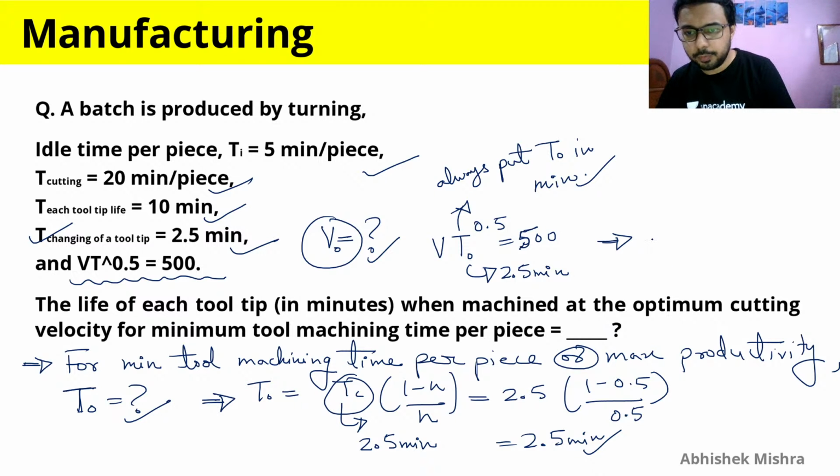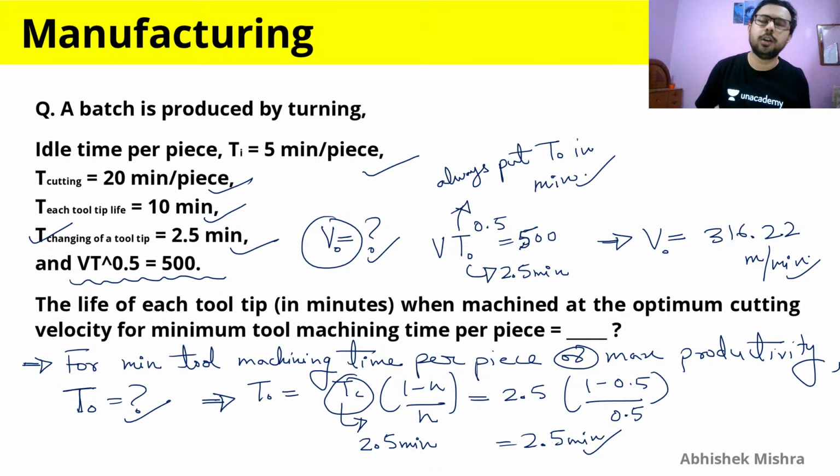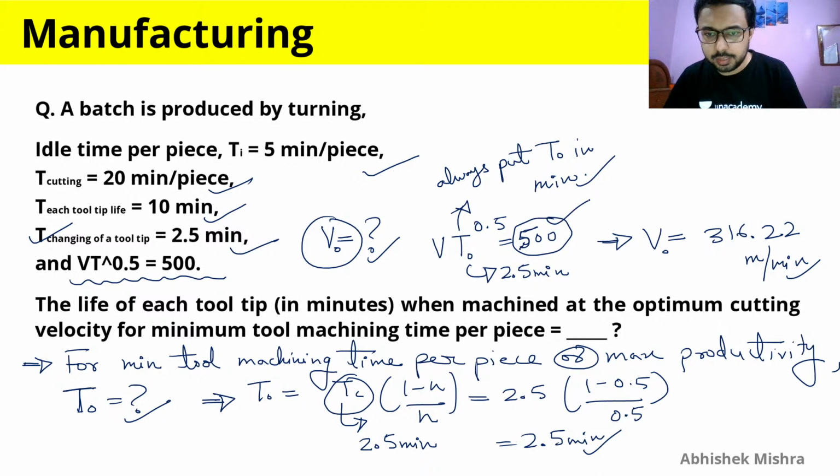So V optimum velocity for this maximum productivity is coming out as 316.22 meter per minute. And as you can see, the unit of velocity that is coming by default here, because here we have taken some constant, and this constant is calculated after taking these units, that is time in minutes and velocity in meter per minute. So after finding this, you have to remember this unit, so that you won't make a mistake.